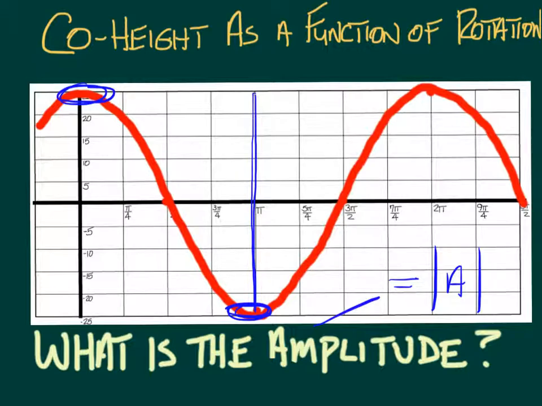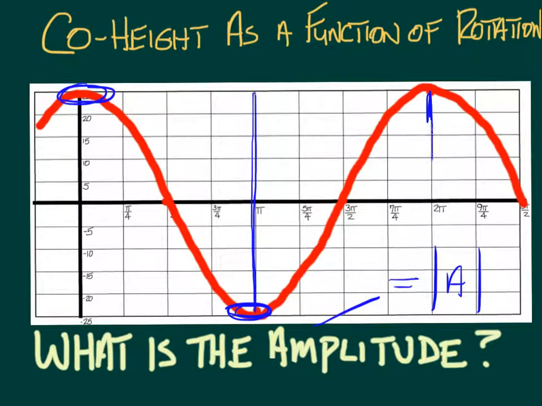Now remember, when we graph these, if we had, for example, let's say a 4 sine x, what did that 4 do to the graph? Took it up to 4 and down to 4. Right, so in this case, we go up to 25 and down to 25, so what is the amplitude? The amplitude in this case would indeed be 25, and you can find the amplitude by simply doing this.